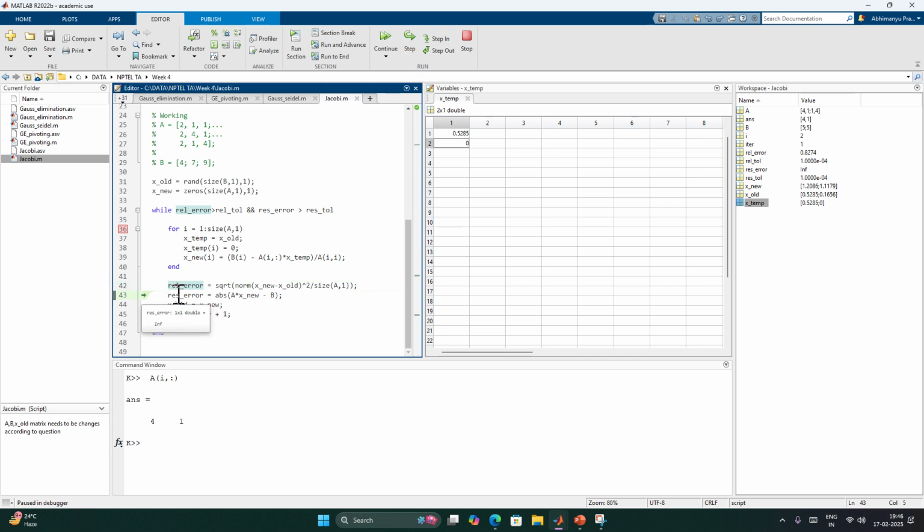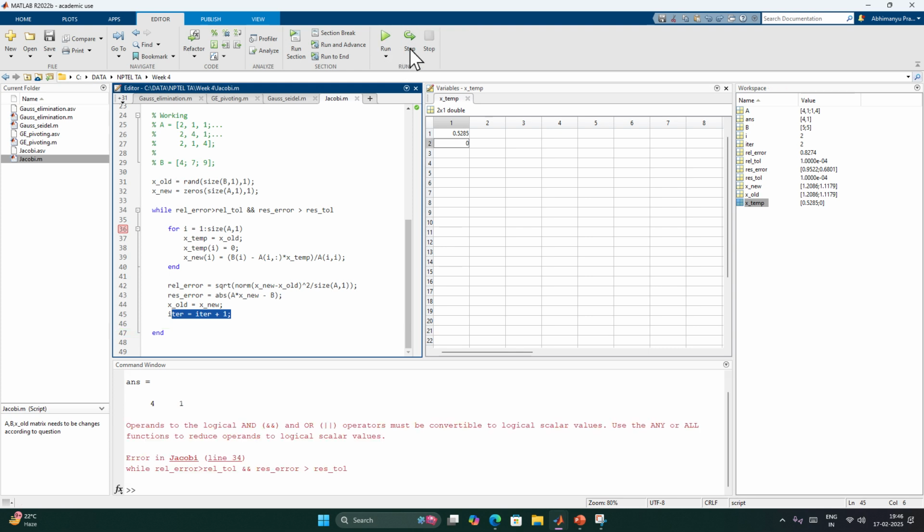Now I calculate my relative error and my residual error. So my relative error is 1e minus 4 and my residual error is also 1e minus 4. And I am storing my newly calculated x into the old variable, so that when I rerun the loop, I will be using these new values of x.